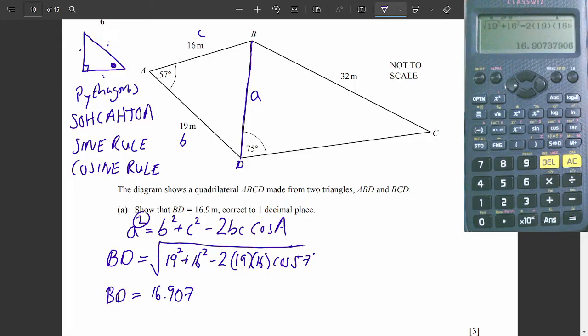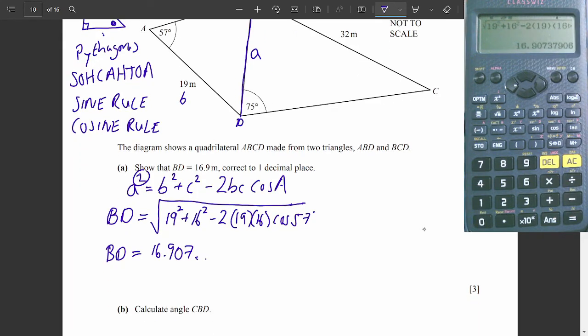16.907, etc. Rounded to 3 significant figures. Okay, and this is important. Show your unrounded answer, because you get a mark for that. Rounded, it gives us 16.9 meters, and that is what we were looking for.